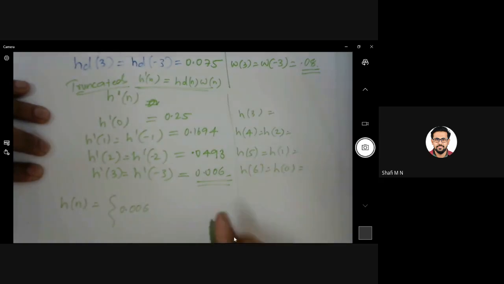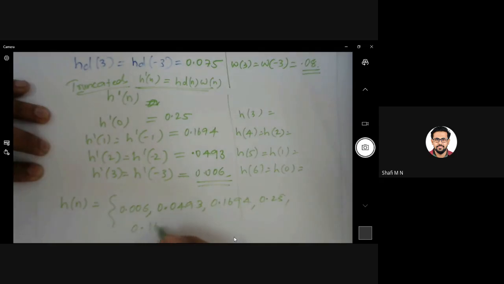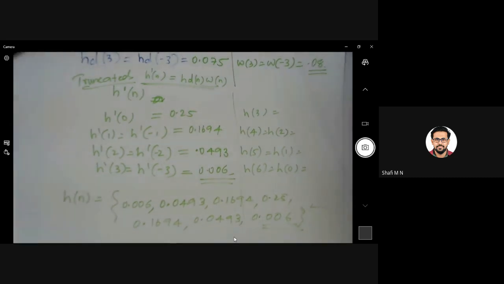I'm skipping this step. ഡയറക്റ്റ് ഇവിടെ എഴുതുകയാണ്. Then 0.0493, 0.1694, 0.25, comma, then reversal താഴേക്ക് വരിക. 0.1694, 0.0493, and 0.006, and that will be your final answer. This is your desired filter design, impulse response of your desired filter. So that's all. From tomorrow we will discuss the next design method.